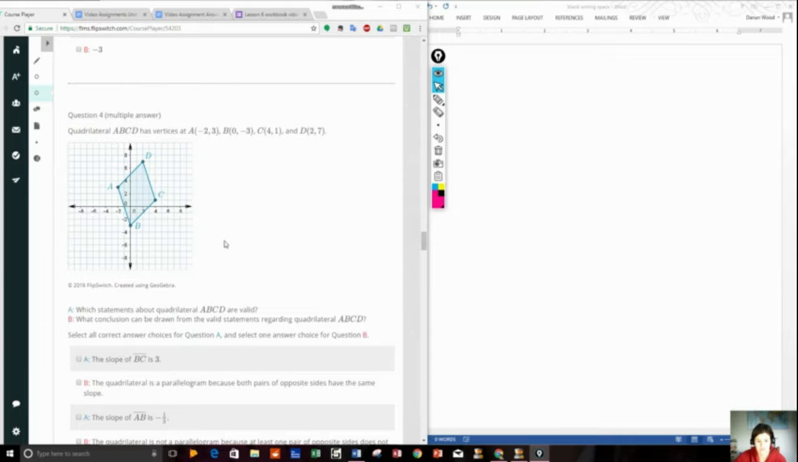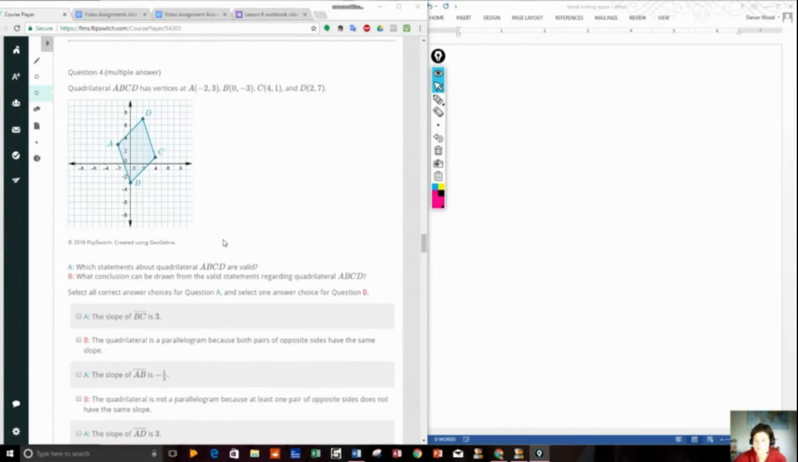Alright. And I'm going to jump down here to question 4. Quadrilateral ABCD has vertices A at negative 2, 3, B at 0, negative 3, C at 4, 1, and D at 2, 7. Which statements about the quadrilateral ABCD are valid, and what conclusion can be drawn from the valid statements regarding quadrilateral ABCD?